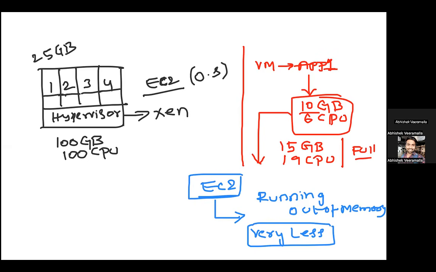This is a free instance, so you don't have a problem. But what if an organization is using 1 million EC2 instances? Let's say they are seeing that all of these 1 million instances, or most of them, are wasting resources. So it is a heavy loss for the organization.